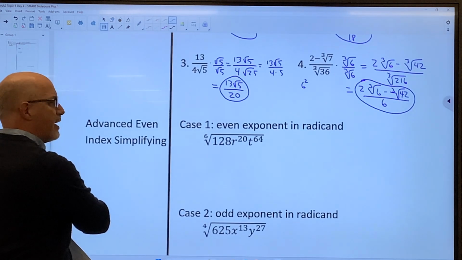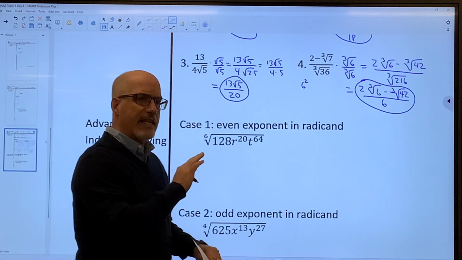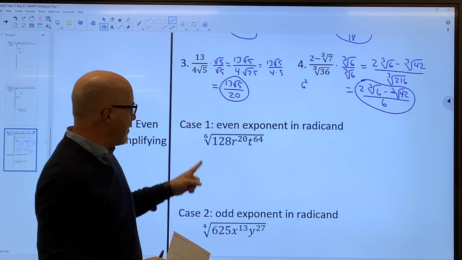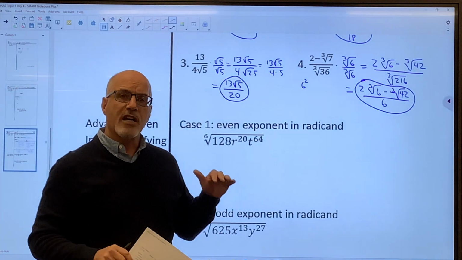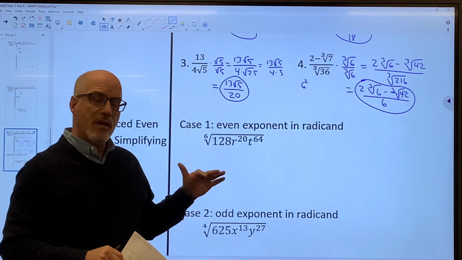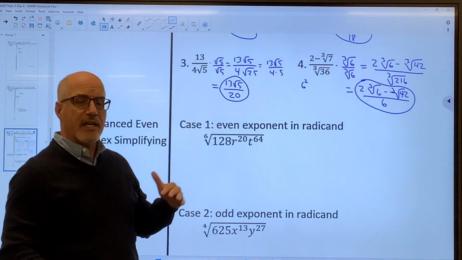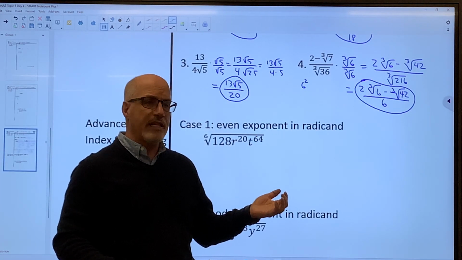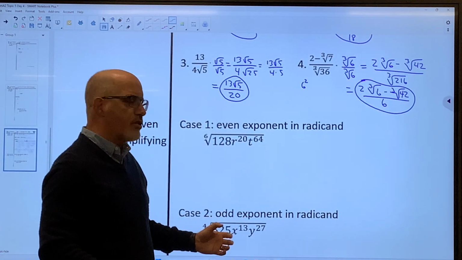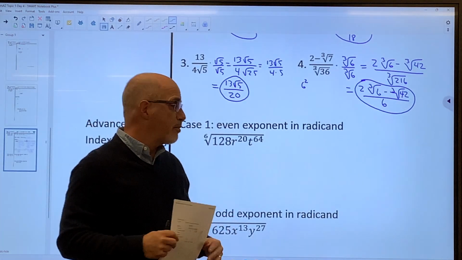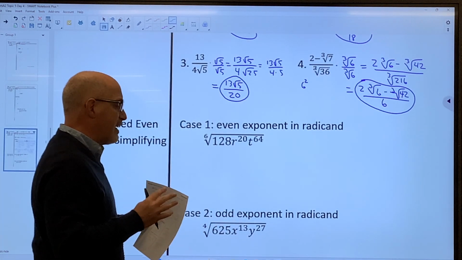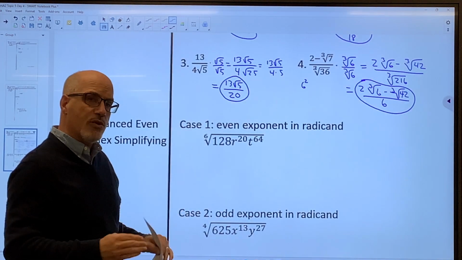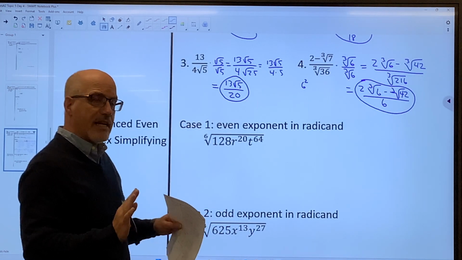All right, let's move on to working with advanced cases when you have an even index. We're going to look at problems where you have an even index and talk about how you simplify that. Now, before we've talked about how to do it when it comes out nice and neat, but what if you have some leftover terms underneath, or sometimes you have odd terms that are in the problem. So these are going to have things left over in the radicand. We want to talk about how to properly use absolute value. That is kind of the idea.